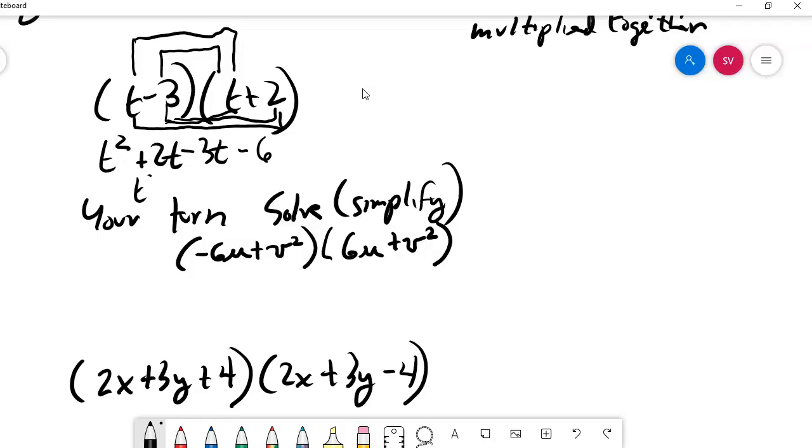Now we simply combine like terms. 2t minus 3t are like terms. We end up with minus 1t, or minus t, minus 6, and that would be your final answer.